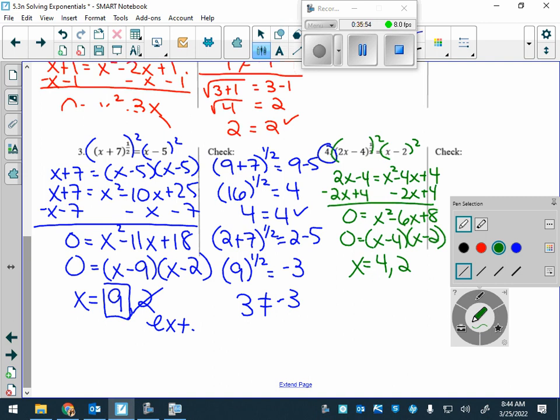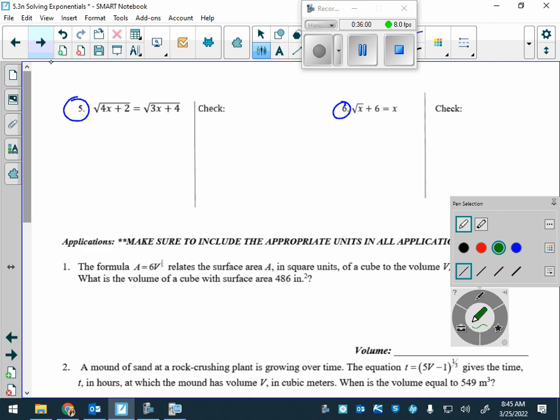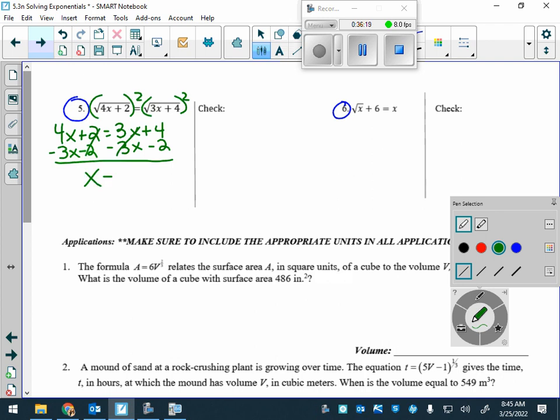Number 5 is correct: x equals 2. Number 5, just simply, you square both sides and the radicals disappear. So you have 4x plus 2 equals 3x plus 4. You subtract 3x, subtract 2, and you get x equals 2 as your answer. Good. All right.